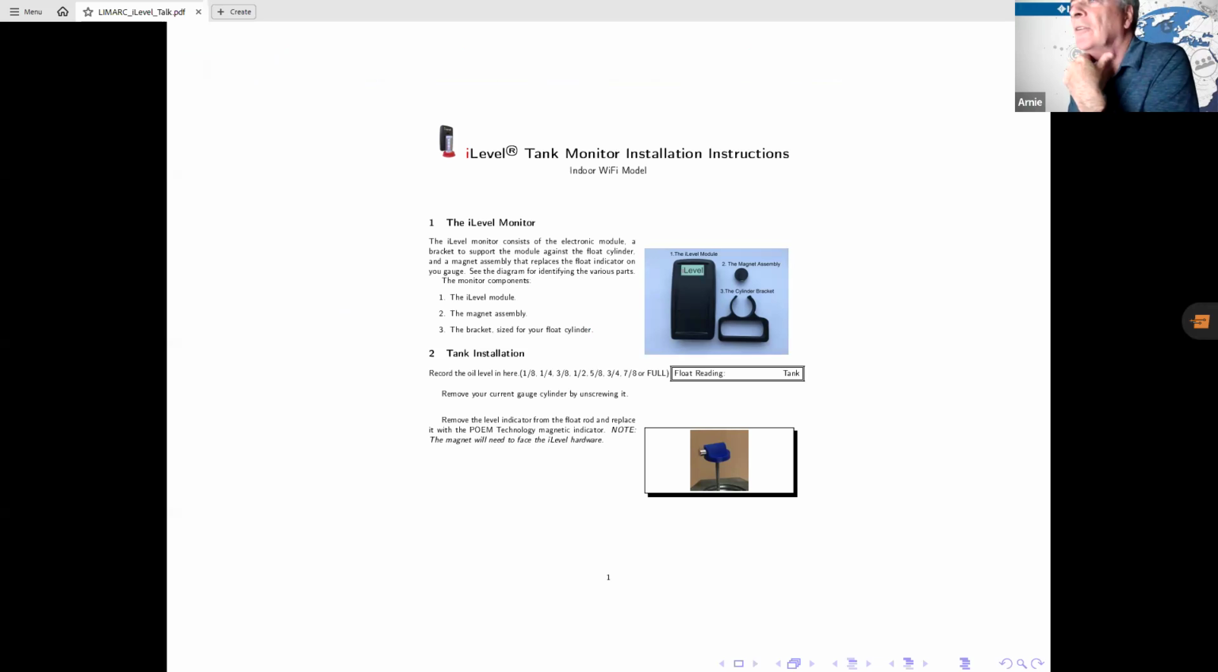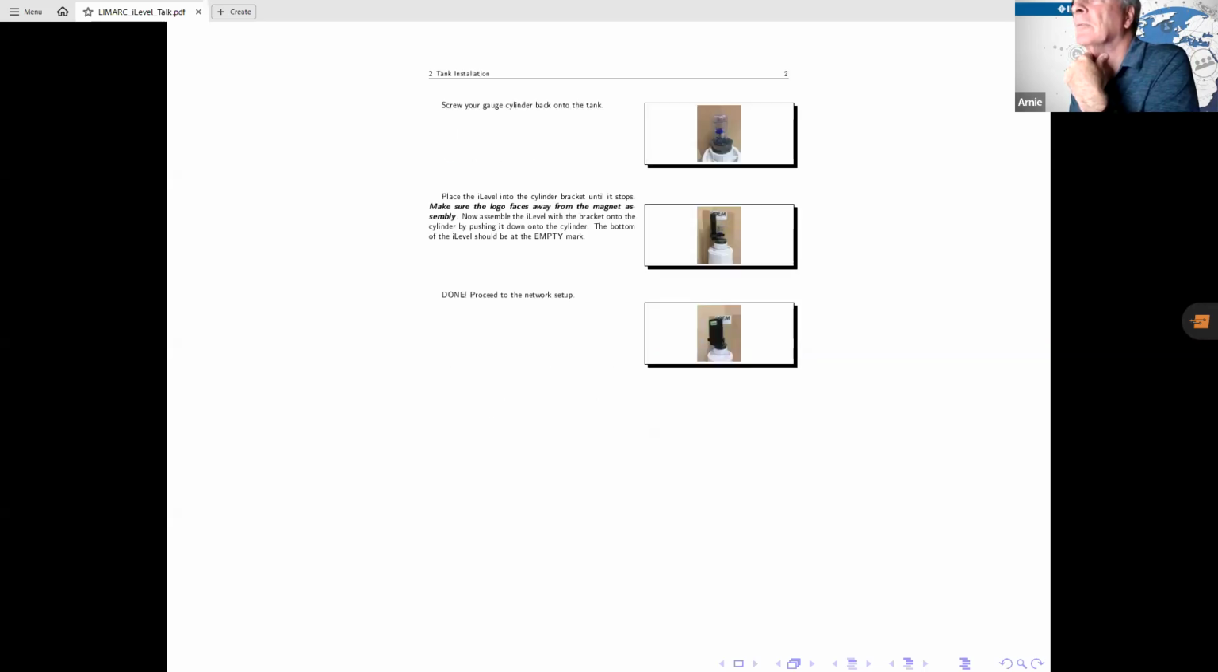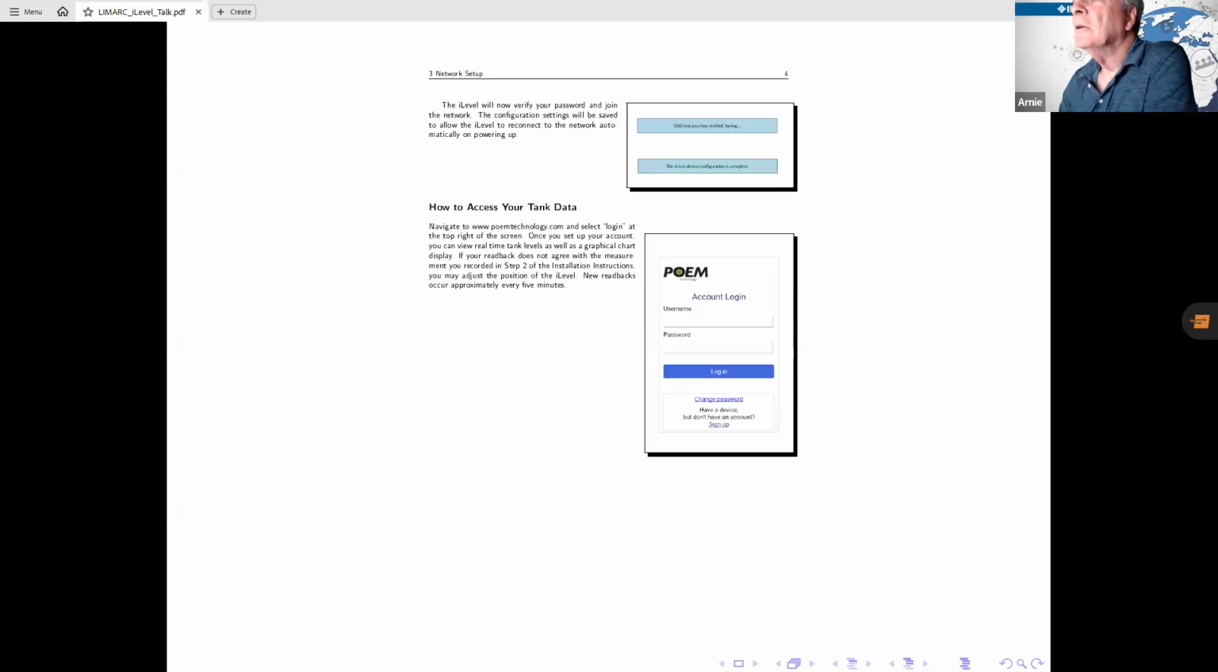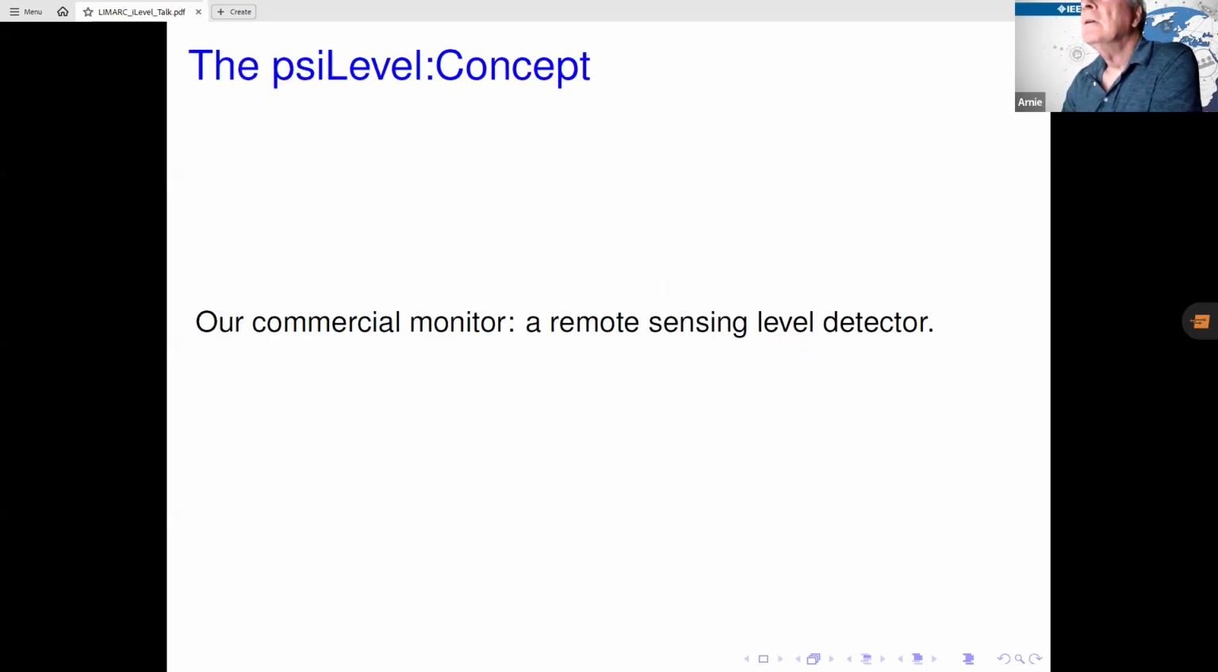So there's the electronics case, a little bracket that holds the case square against the vial and the magnet. The inset is the magnet assembly that goes onto the shaft. These are some more of the installation instructions. And then the standard connect to your Wi-Fi, the way any other device would connect to your Wi-Fi router. And then the customer gets a little login. That's the Hall effect sensor device. That's the residential retail device.